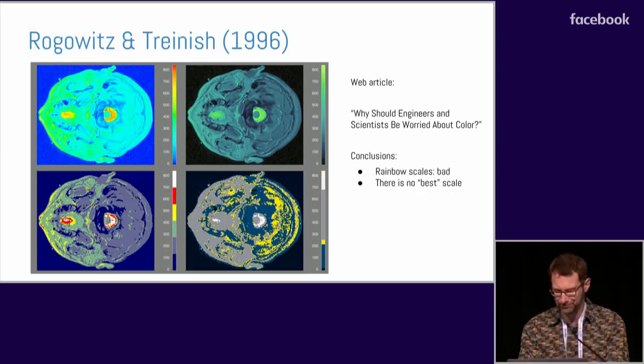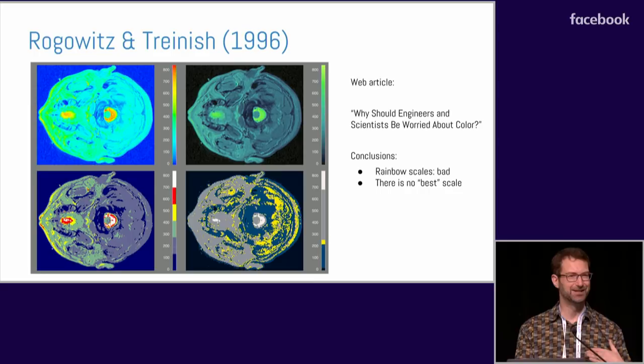So Rogowitz and Treinish did a series of careful studies where they would take the same data. In this case, I think it's an MRI scan. They would display it using all sorts of different color scales. And they came to some interesting conclusions.